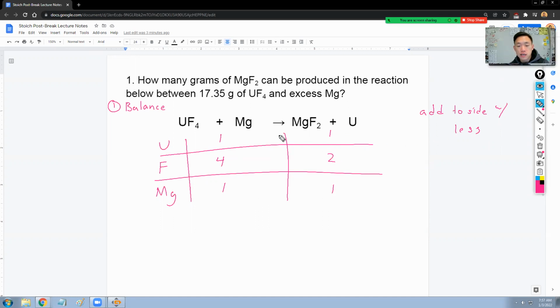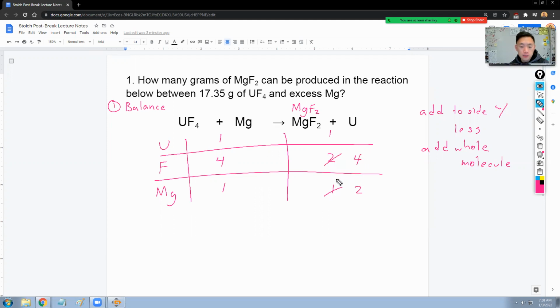However, you can't just add the elements individually. I can't just do F by itself like that. You have to add the whole molecule. So what that means is you're going to add the entire molecule that's originally in this reaction. You're not adding anything new. You're just going to copy down the exact same molecule. So you have MgF2. So now it changes our number for Mg. Now there are 2 Mgs on the right side, and there are 4 Fs on the right side.